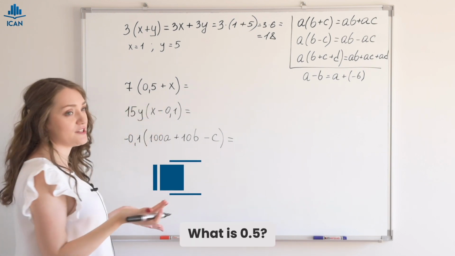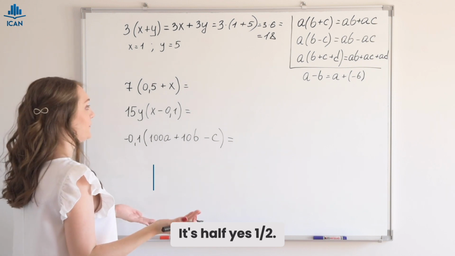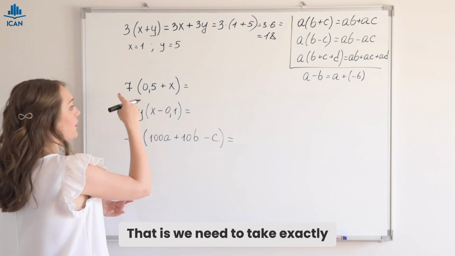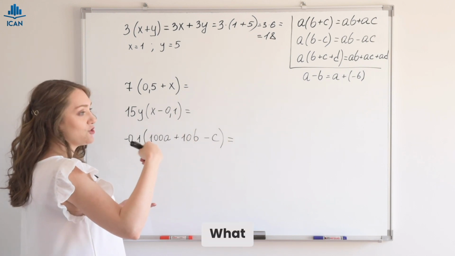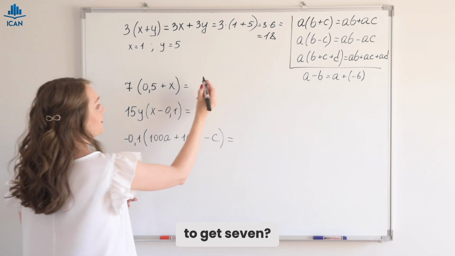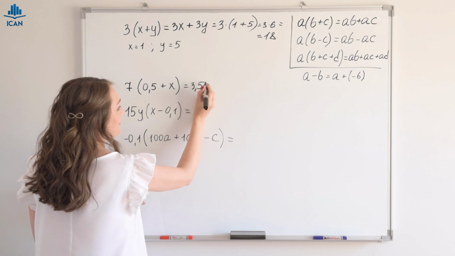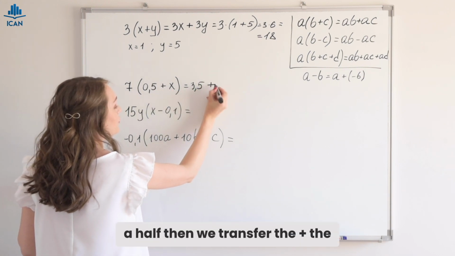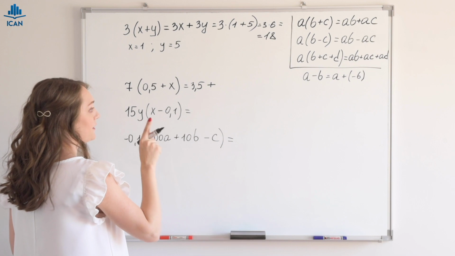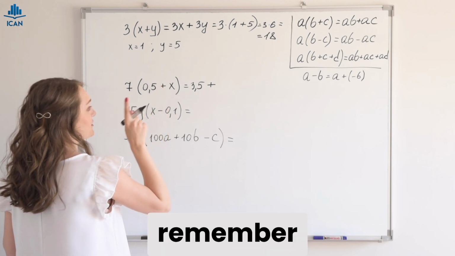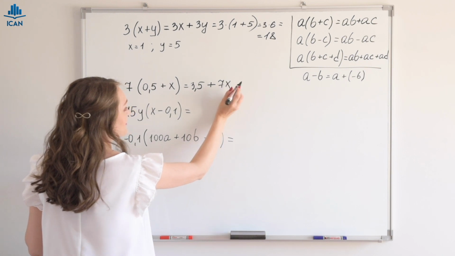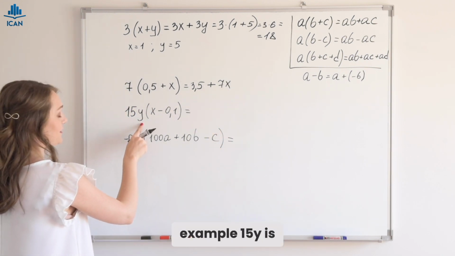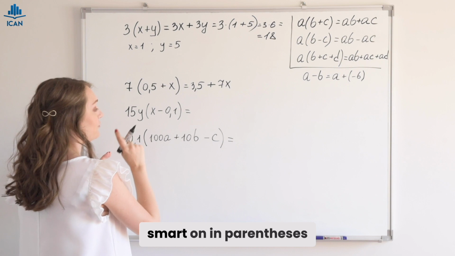What is 0.5? It's half, 1/2. That is, we need to take exactly half of 7. What number do we need to multiply by 2 to get 7? It's 3.5, then we transfer the sign. Be sure to remember that you need to keep an eye on the sign. 7 for x, 7x.